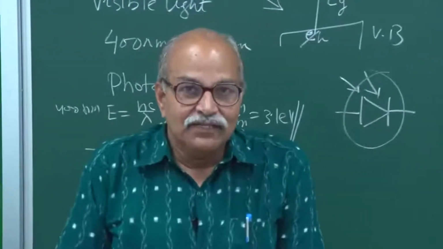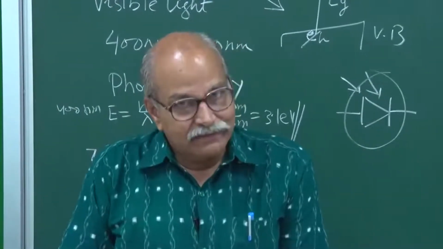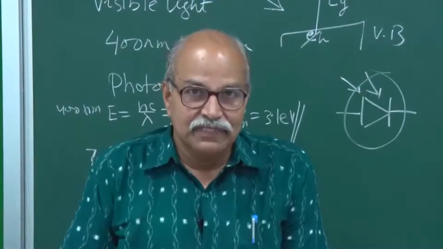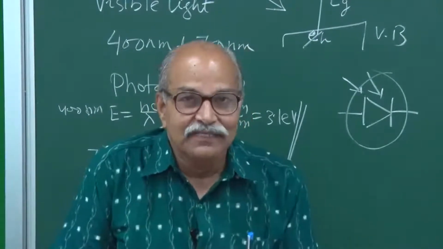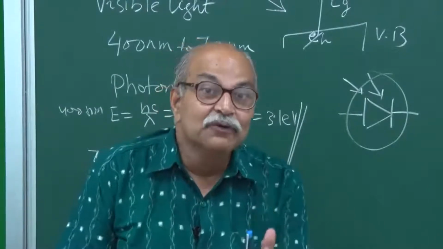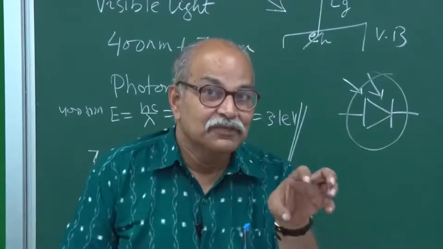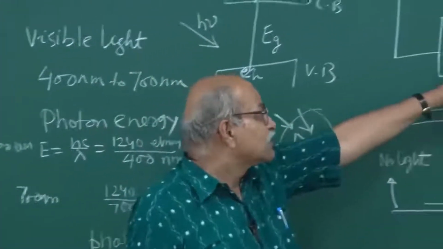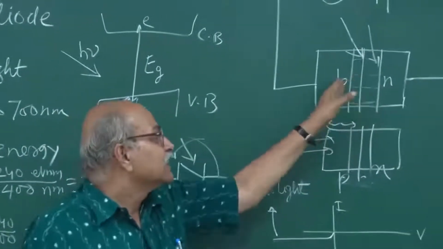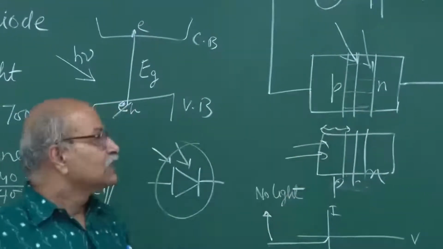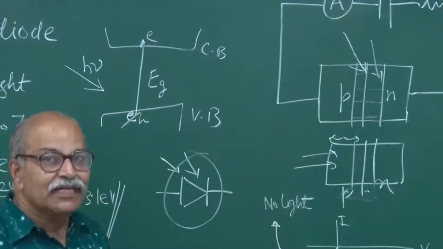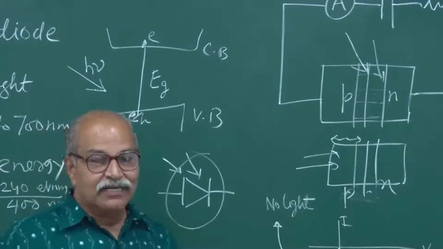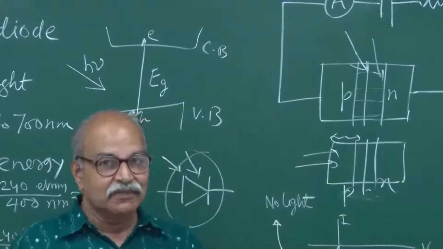When I shine light and it reaches the depletion region, or close to the depletion region, within what is called one diffusion length, then if something happens very close to this depletion region, things can diffuse there. So in that area, if light falls, it creates new electron hole pairs. All right. So in principle there is some efficiency.